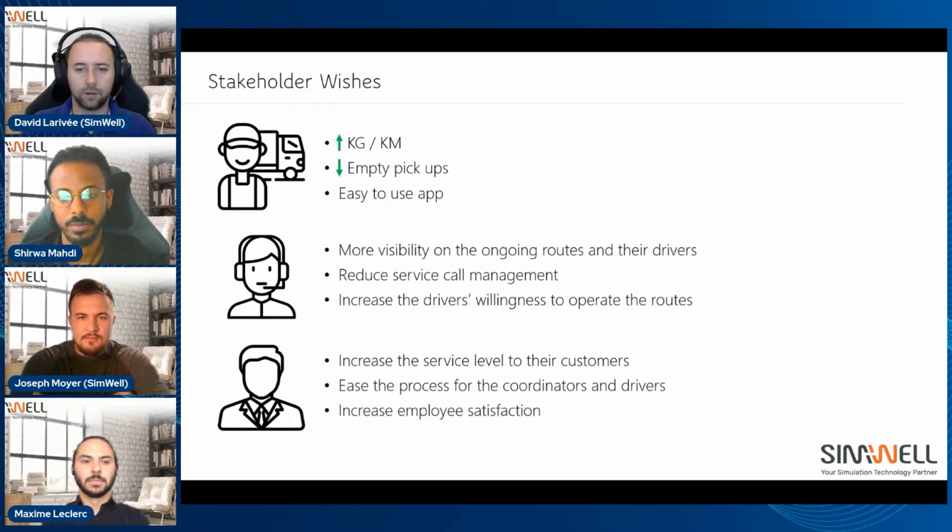The second stakeholder is the coordinator. They want more visibility on what's going on the route because if there's a new service call, they would like to know on which route they should put that stop. And they would like to also increase the drivers' willingness to operate those routes. Finally, the manager obviously would like to increase the service level to their customers, ease the process for the coordinator and the driver, and increase employee satisfaction.